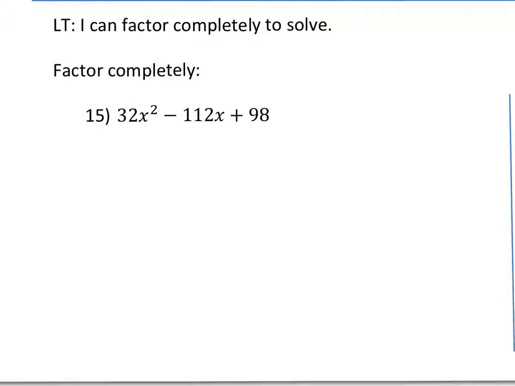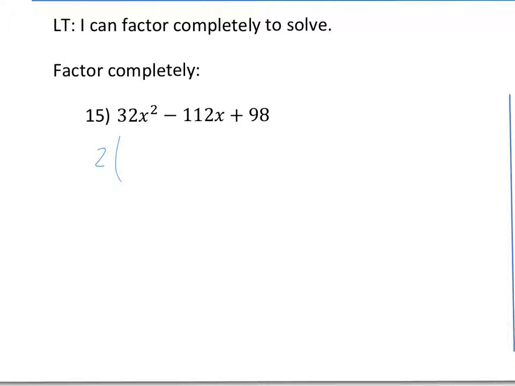Number 15 is under the learning target: I can factor completely to solve. So not only maybe we'll factor once, but we could perhaps factor again. So let's look at 15 and factor completely. We just have to factor, not solve, but I noticed between 32, 112, and 98 that I can factor a GCF of 2 out. So if I factor a 2 out, then undistribute.